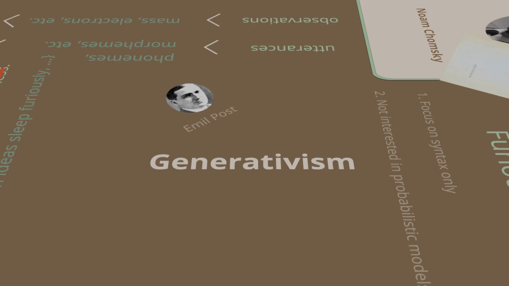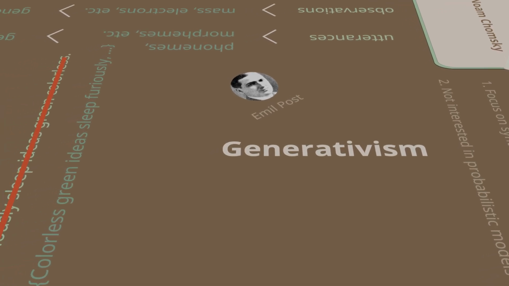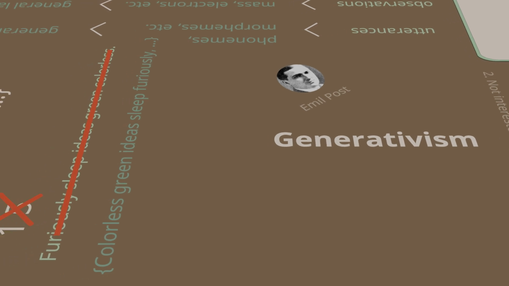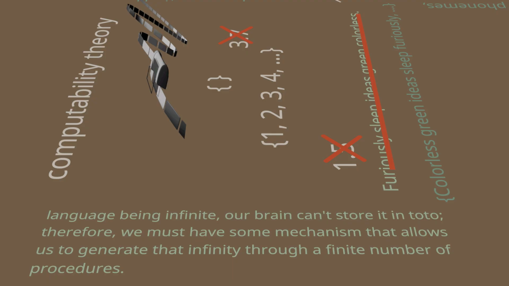This approach to linguistics is what is called generativism. It harkens back to the works of French mathematician Émile Post. But in simple terms, you're looking for an algorithm that can generate all the possible utterances in a language. Hence the name generativism. The justification for doing this, for looking for a language algorithm, is usually something like this. Language is infinite, so our brain can't store all of it. Therefore, we must have some kind of mechanism in our brain that allows us to generate that infinity through a finite number of procedures.